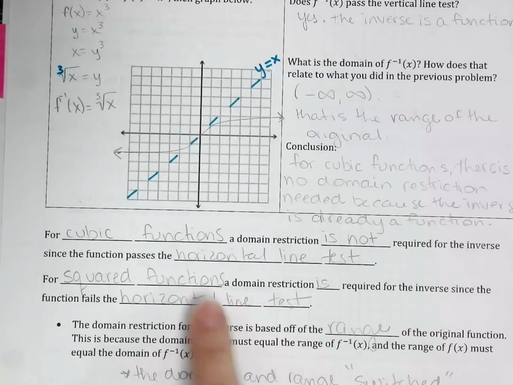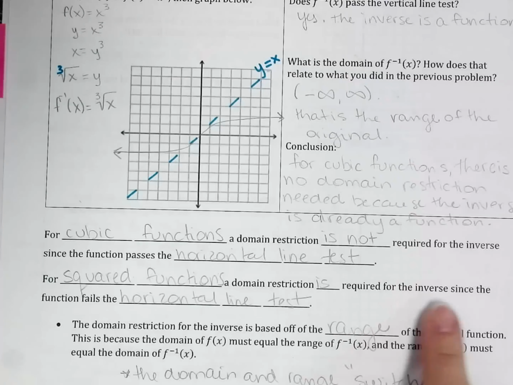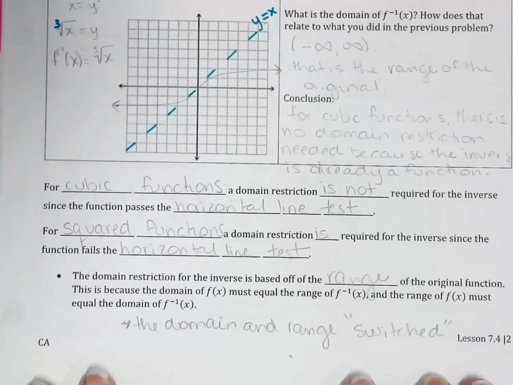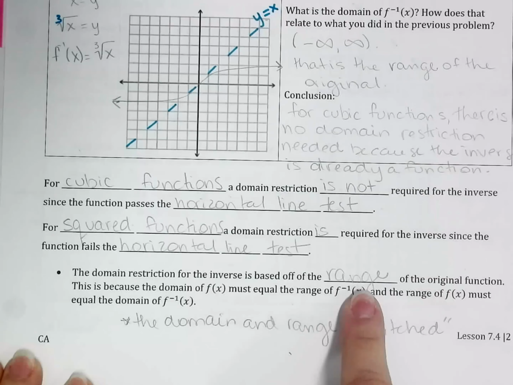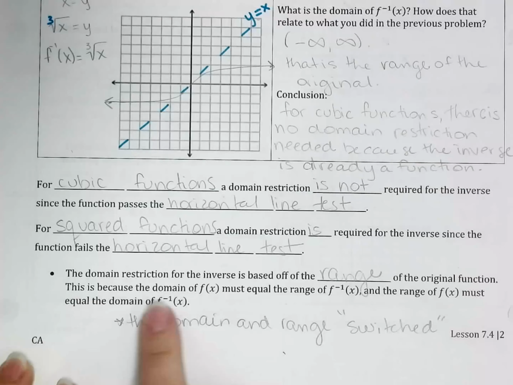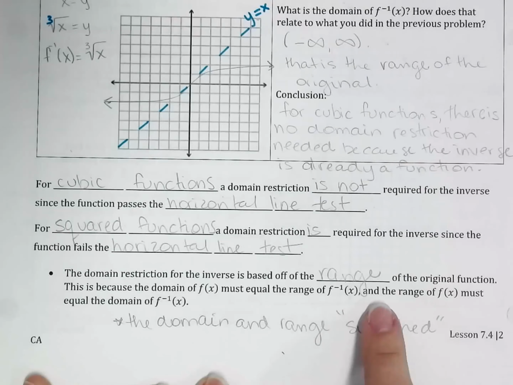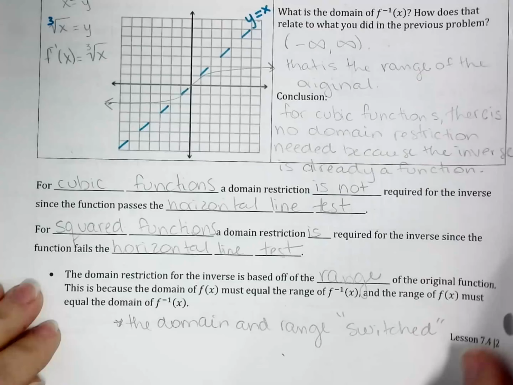However, for squared functions, like a quadratic function, a domain restriction is needed for the inverse since the function fails the horizontal line test. The domain restriction for the inverse is based off the range of the original function, because the domain of f of x must equal the range of its inverse, and the range of f of x must equal the domain of f negative 1 of x. The domain and range switch.